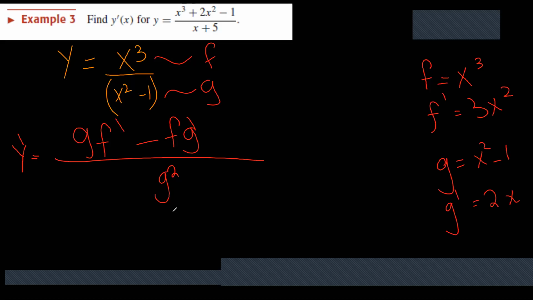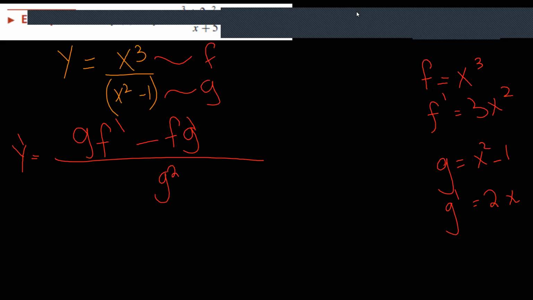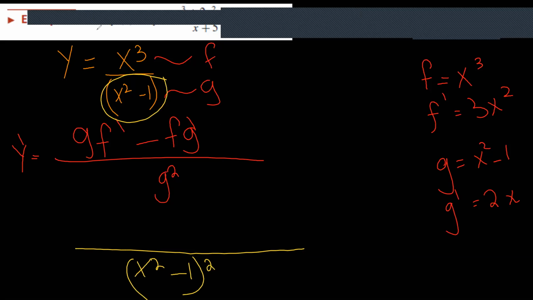Yes, teacher. Okay. Now let's evaluate in our quotient rule. Here we have y prime. First step, let's have g. Where is g? g is x squared minus 1. So put down x squared minus 1, squared. I just bring the g, put it down and square it. This is the first step.